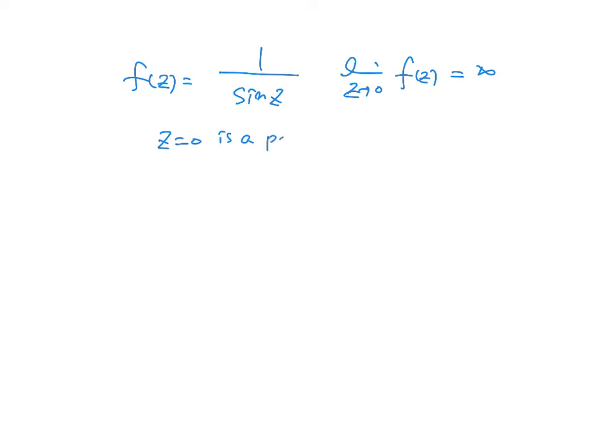When f(z) is 1 over sine z, obviously z equal to 0 is a pole, right? So we can see that at z equals 0, f(z) is infinite. So z equal to 0 is a pole. And the residue is the limit of z times f(z), which is z over sine z. In this case, we can apply L'Hopital's rule, right?